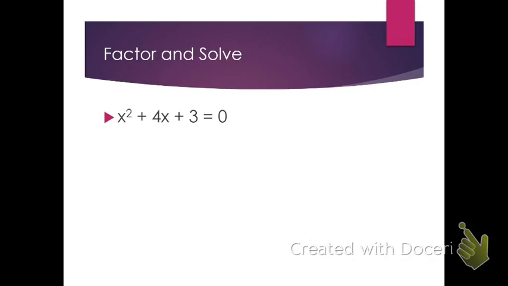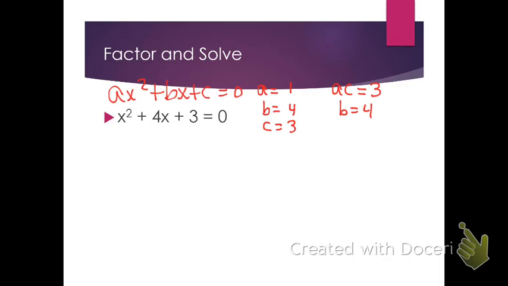So this is the one where I'm comparing it to ax squared plus bx plus c. I'm finding out what a times c is. And I'm finding two numbers that multiply to a times c, but add up to b. So in this case, I'm trying to think of two numbers that multiply to 3, but add up to 4. That would be 1 and 3. 1 times 3 is 3, and 1 plus 3 is 4.